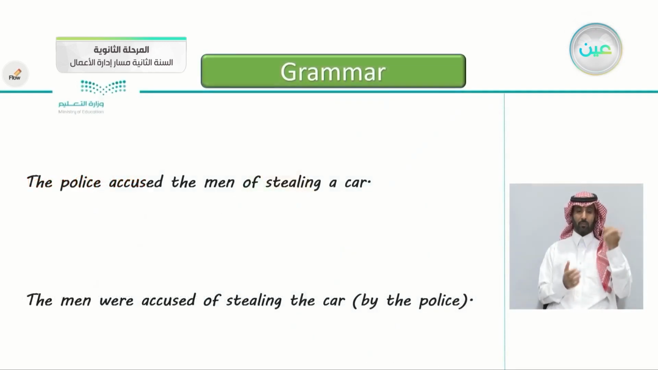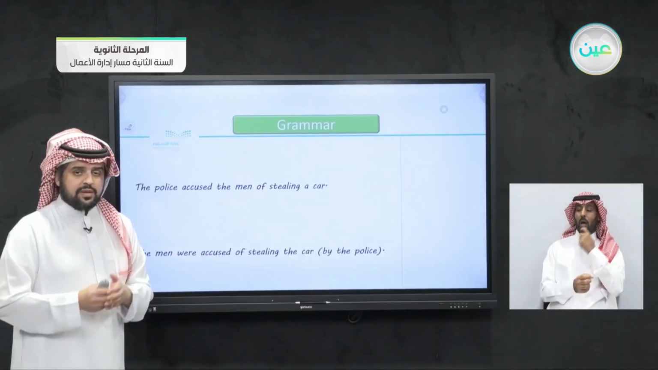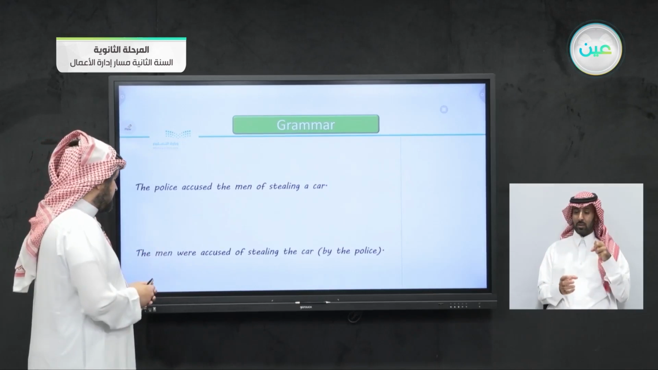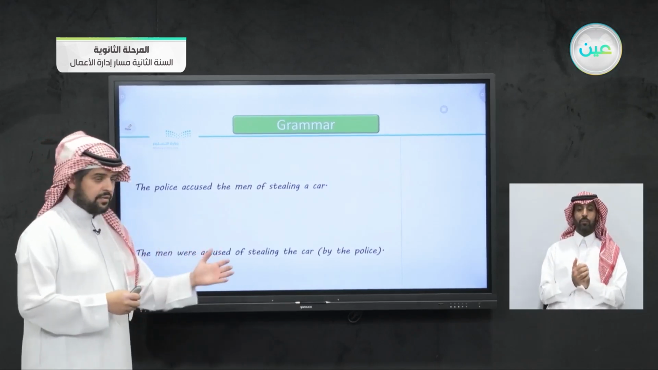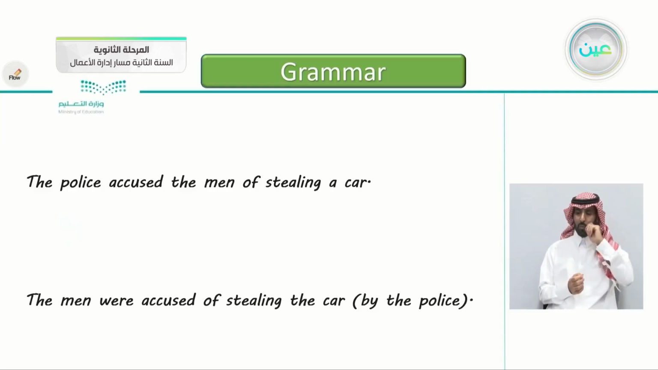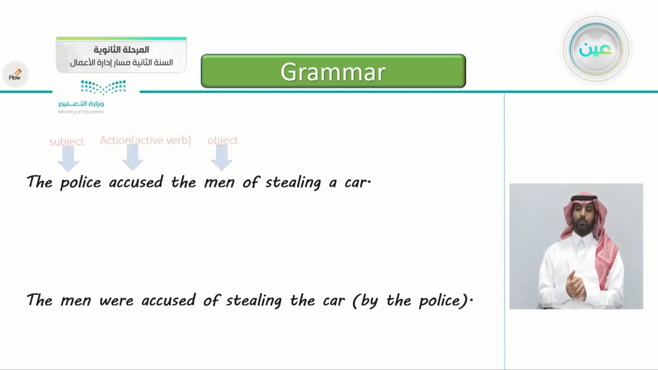So before we begin, we have here two sentences. The police accused the men of stealing a car. This is, of course, the active. The passive here: the men were accused of stealing the car. If you want to add the doer, you can say by the police. If you want to add the person who did the action, you can write by, and then you put the person who did it, the doer, by the police.